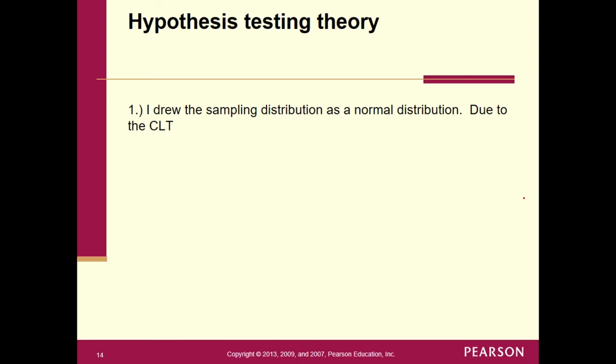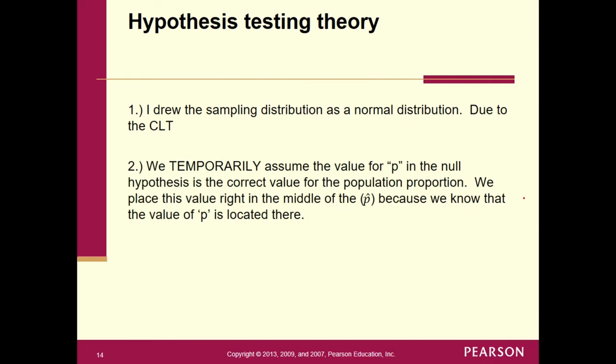Notice I drew the sampling distribution as a normal distribution, thanks to the central limit theorem. Second, we temporarily assume that the value for p in the null hypothesis is the correct value, temporarily, right? An assumption can be overturned based upon sample information. So we temporarily assume that the value for p in the null hypothesis is the correct value for the population proportion. And we place that value right in the middle of the sampling distribution of p-hat because we know that the value of p is located there. The true value would be located right there. So we have an assumption for it. Fine, throw that in the middle of the sampling distribution of p-hat.